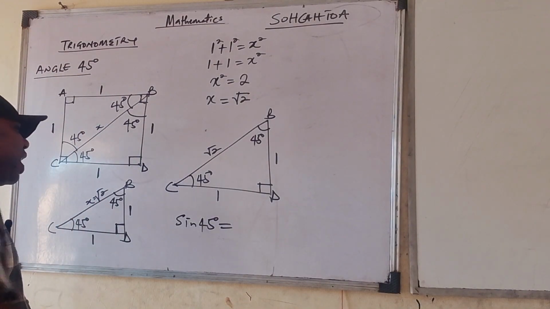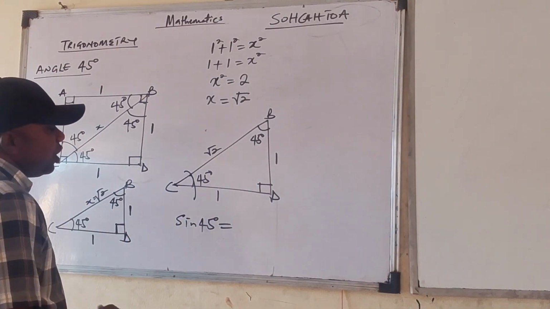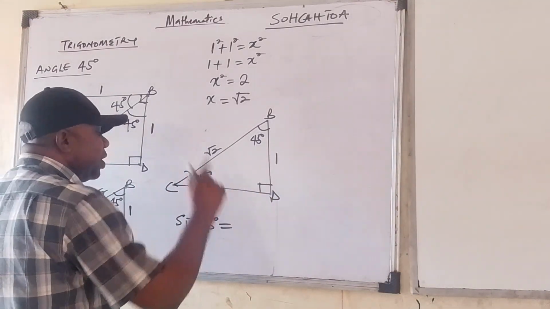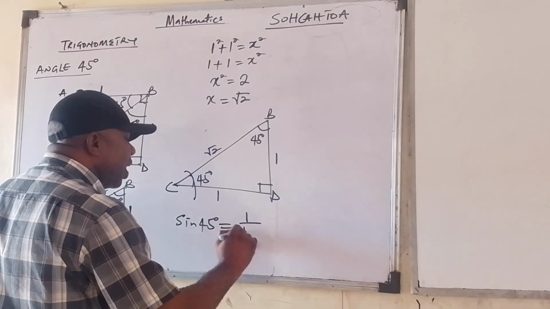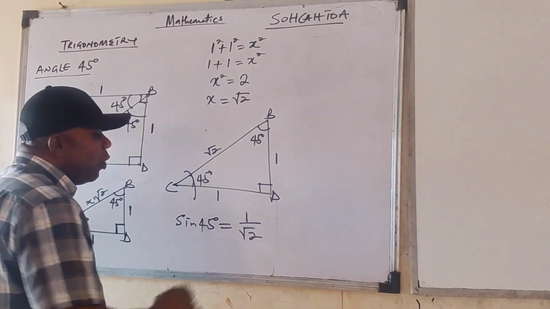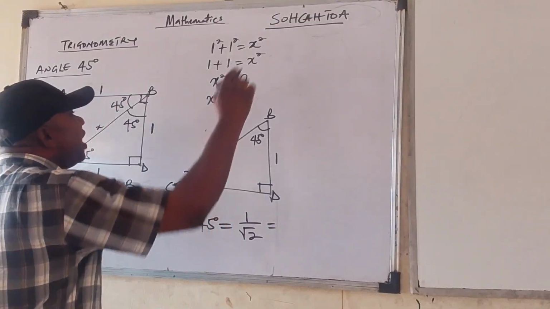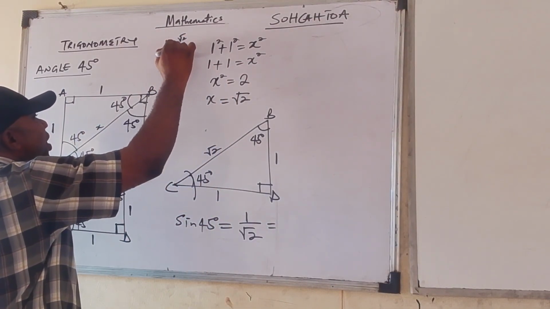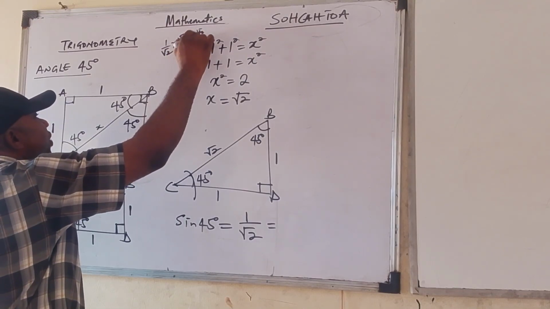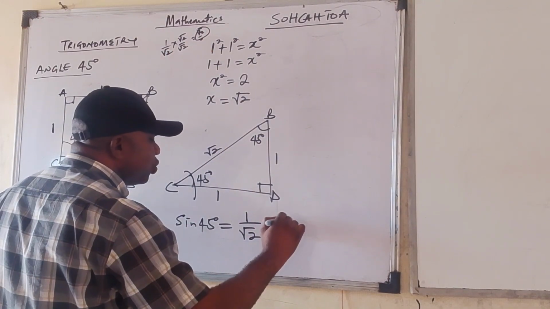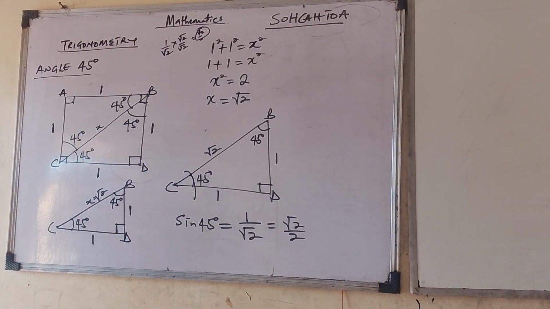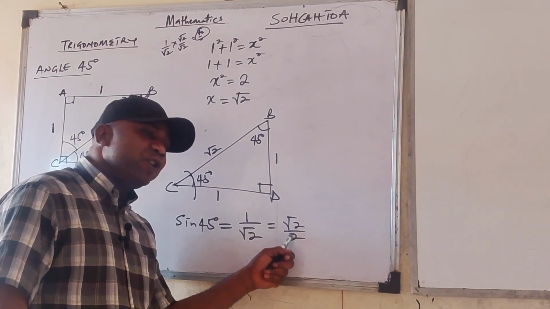Now let's see 45. I'm using this angle now, so this will be my opposite. Sine 45 is opposite over hypotenuse, so it becomes 1 all over root 2. Now we have to rationalize this. If you rationalize, it will be 1 all over root 2 times root 2 all over root 2, which gives us root 2 over 2. That's sine 45. If you check your calculator, you discover that sine 45 is root 2 all over 2.